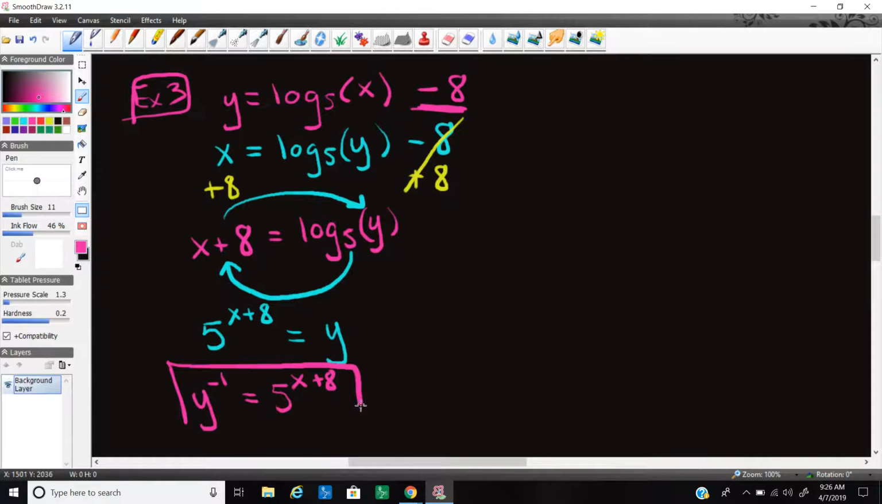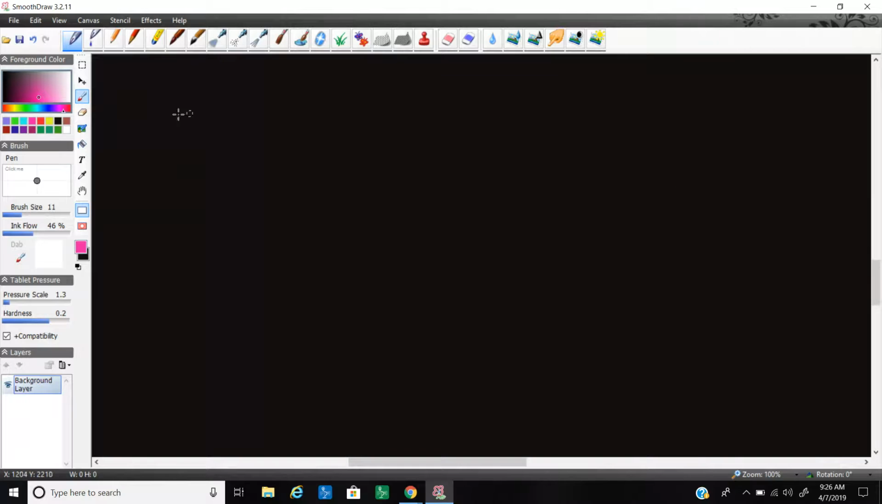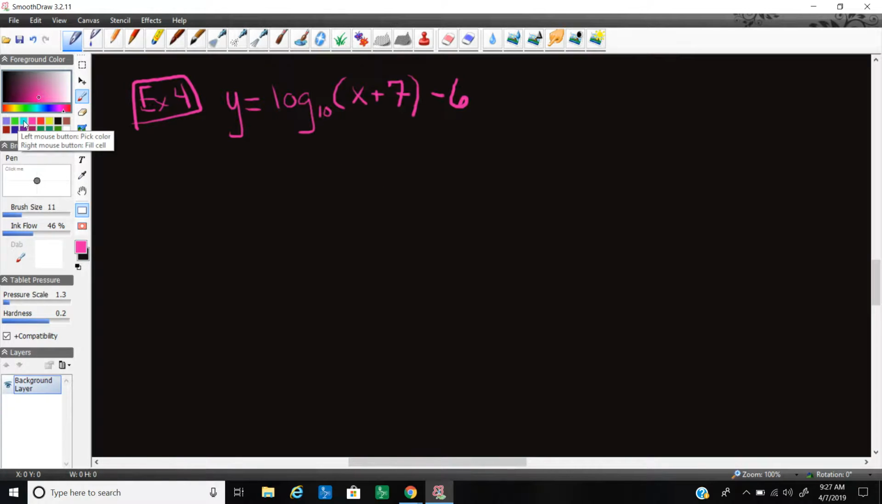Okay. Some of you might pick up some of the shortcuts to this, and that's fine too, but I'll let you figure that out on your own. Next example. So we're on example 4, I believe. And this will be the last one. We have y equals log base 10 of x plus 7 minus 6. So I'm doing a combination problem now that has the same properties of the last two examples, but put together.